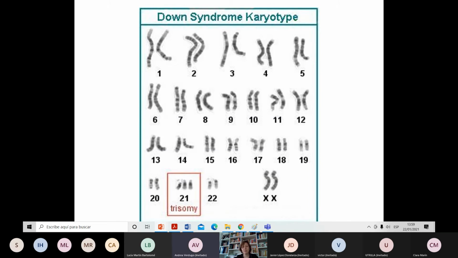Having this Down syndrome, male or female? Boy. Is it a boy? Is it a boy? Female. No, it's a girl.